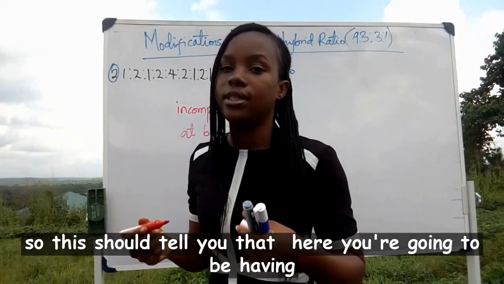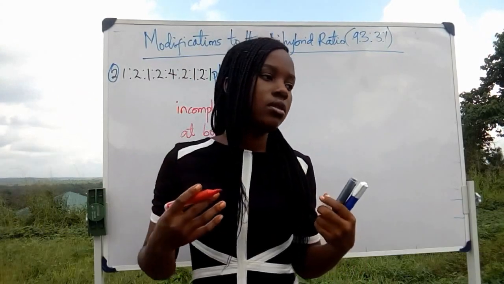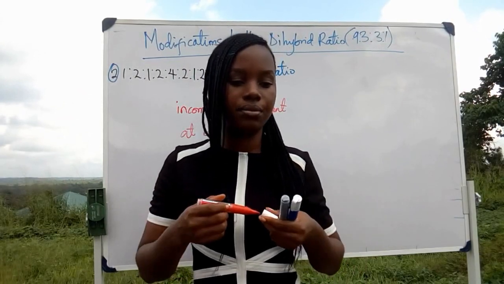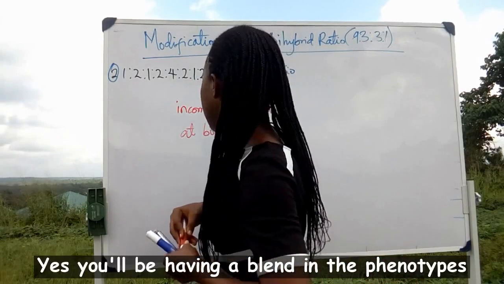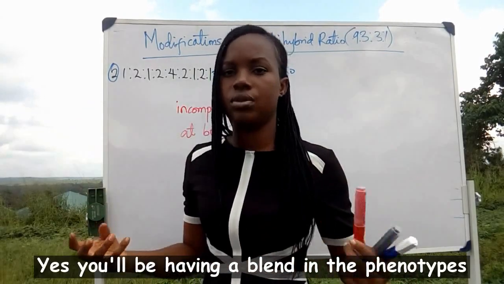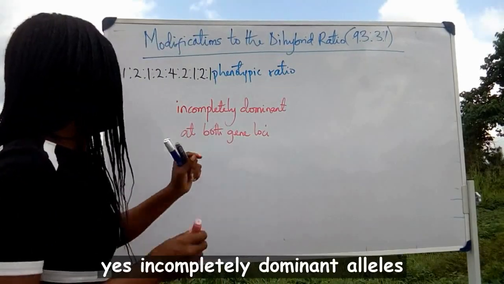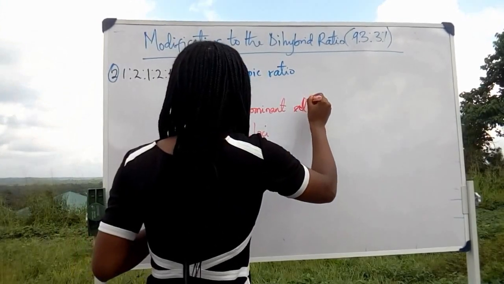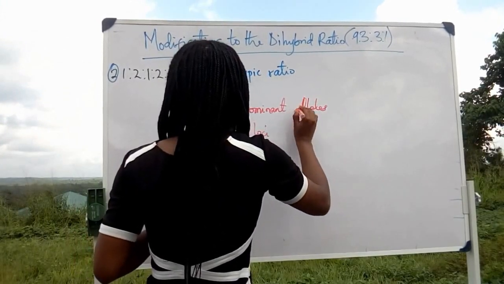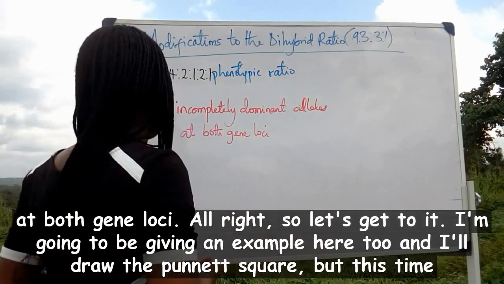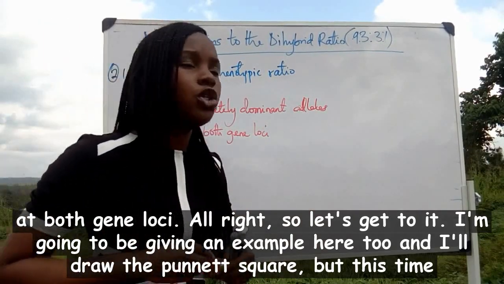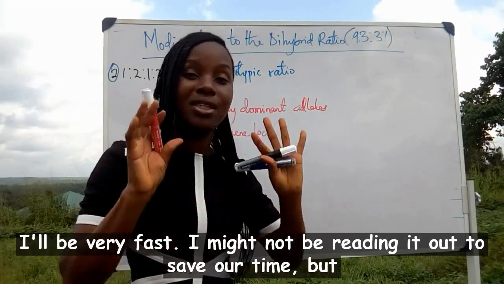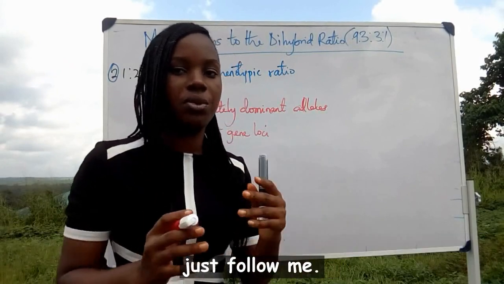So this should tell you that here you're going to be having a blend. No, not actually a blend. Yes, you'll be having a blend in the phenotypes. So, yes, incompletely dominant alleles at both gene loci. Alright, so let's get to it. I'm going to be giving an example too, and I'll draw the Punnett square, but this time I'll be very fast. I might not be reading it out to save our time, but just follow me.